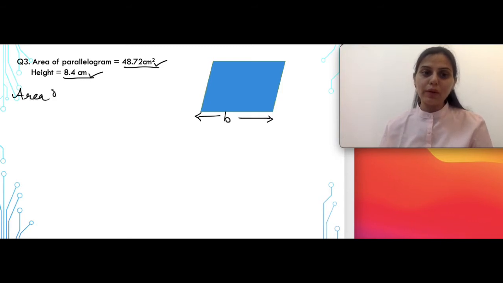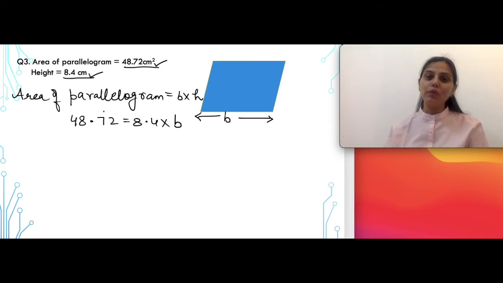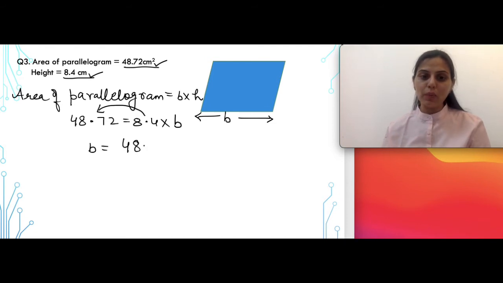Area of parallelogram, as we all know, is given by the product of base and height. So area of parallelogram can be written as b multiplied by h. Let's put the values now. Area of parallelogram is already given as 48.72, which is equal to 8.4 multiplied by base, which is b here. In the next step, we will take 8.4 to the other side. From multiplication, it will change to division. So b can be written as 48.72 divided by 8.4.